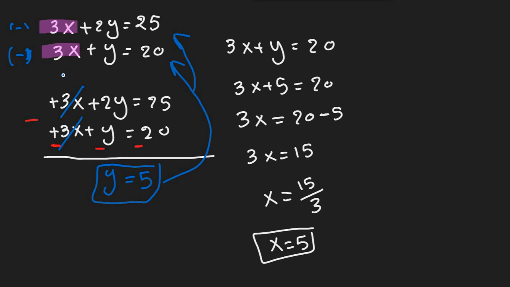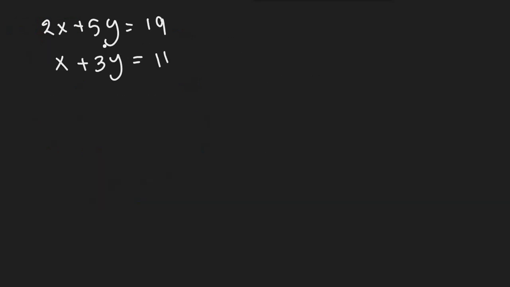So what if we didn't have an equal part, like equal x or equal y? How can we make them equal and eliminate? I will explain in the next question. For example, this question: we have 2x plus 5y equal to 19 and x plus 3y equal to 11. So here we do not have an equal part. Look, y is 5y and 3y, it's not equal, and we have 2x and 1x also, it's not equal.